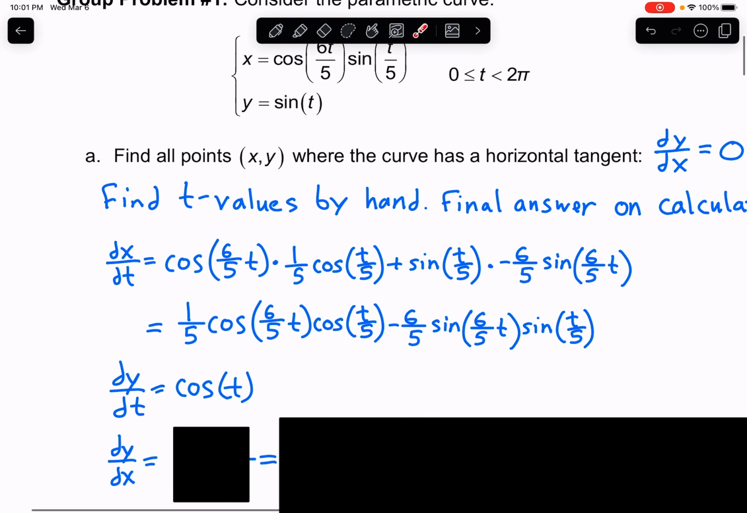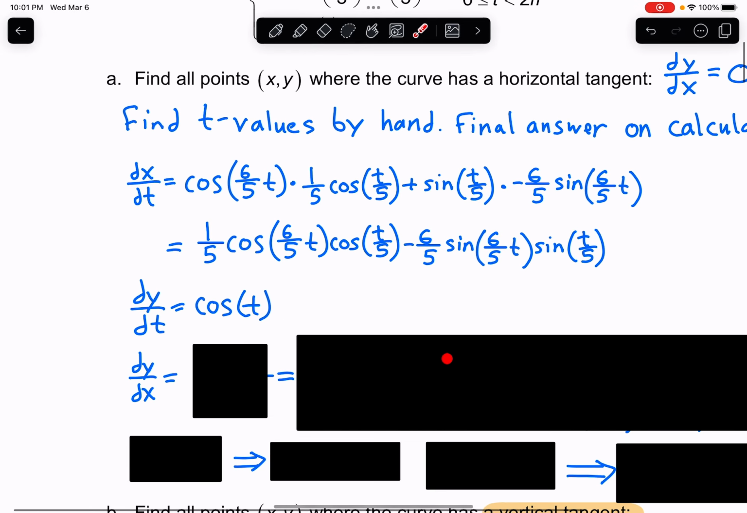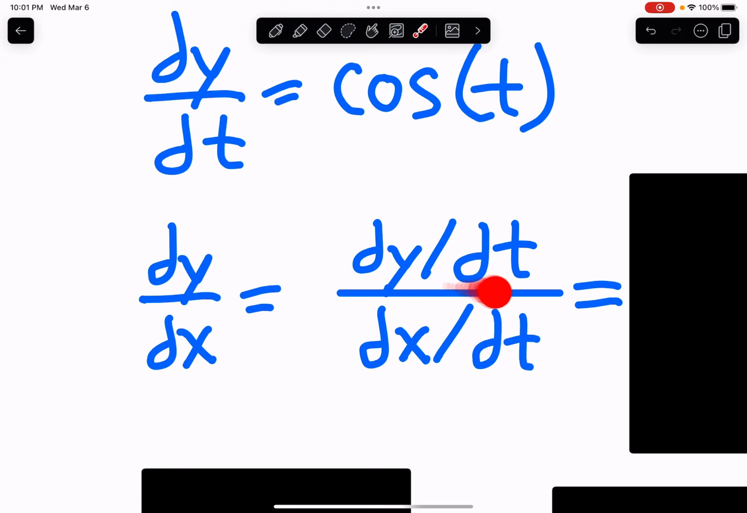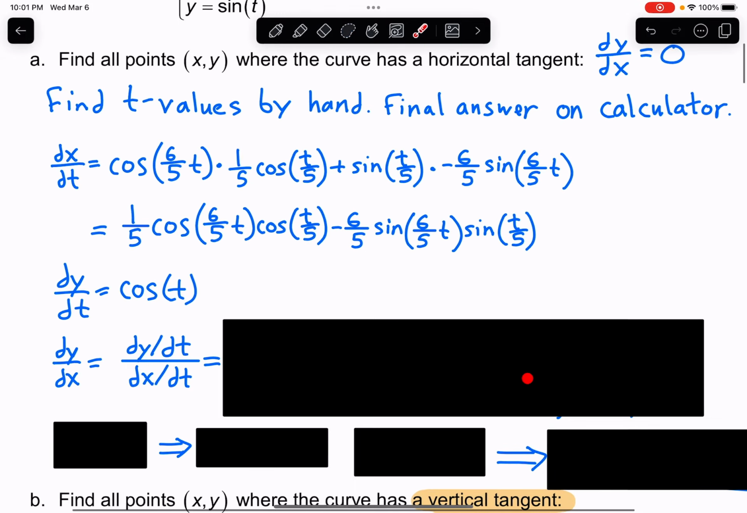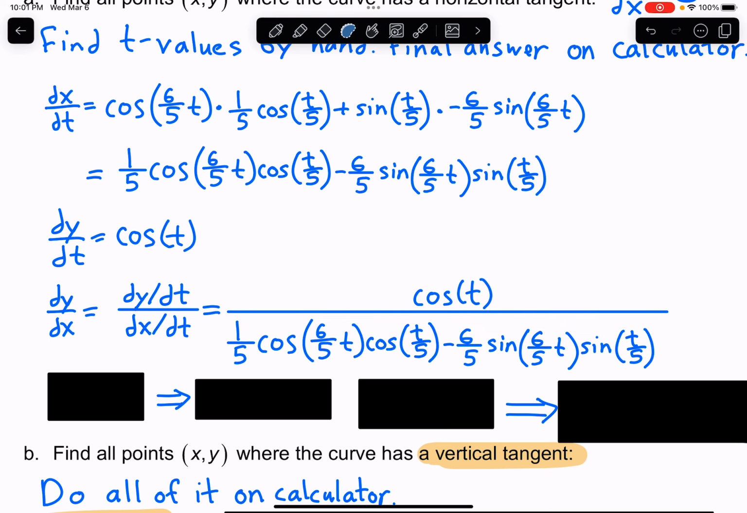Okay, so now I have dx dt, I have dy dt. I can go ahead and divide those in order to get dy dx. So a little refresher from day one, dy dx is going to equal dy dt over dx dt. So let's take my two answers from those derivatives above and write that out as one big fraction. And remember, if you're doing this on Notability, copy and paste is, as always, your friend. So we get cosine of t over 1/5 cosine of 6/5 t times cosine of t over 5 minus 6/5 sine of 6/5 t times sine of t over 5. Okay. Now, that's a very complicated looking derivative, but we can actually keep on doing this by hand.